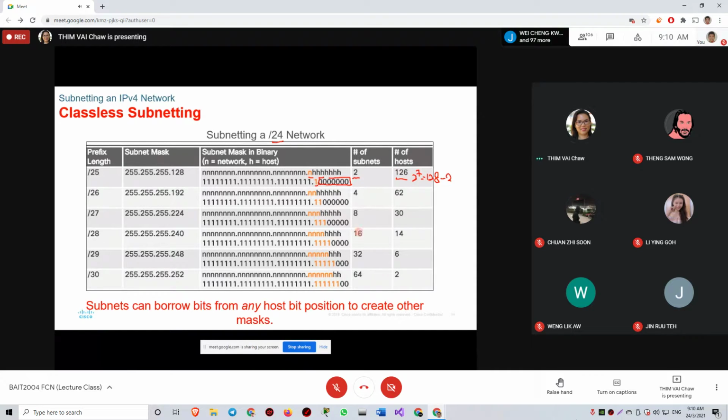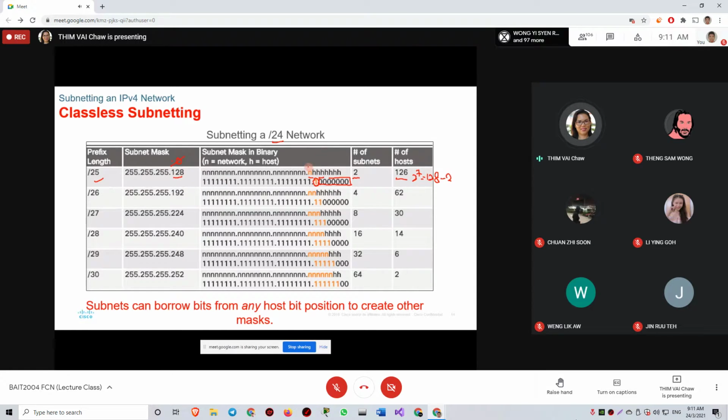So this one, you will be able to see that. That's why you need to think about when you are borrowing a bit to become a subnet, this particular bit is no longer a host bit because it belongs to the network portion. Therefore, from /24, you need to change it to /25. And your subnet mask cannot be .0 anymore because this particular bit has already been used for the network portion. So for the subnet mask, you must set it as 128.